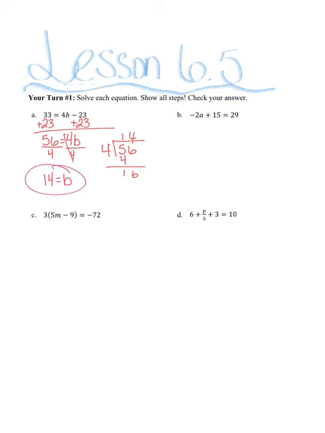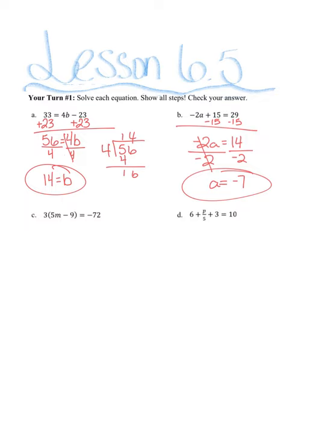For part B, we have negative 2a plus 15 equals 29. To remove the plus 15, the inverse of that is to subtract. So I've got negative 2a is equal to 14. And now I'm going to divide by negative 2 so that the only thing that remains on the left side is my variable. And on the right, I'm also going to divide by negative 2. Now I've got 14 divided by negative 2, which is negative 7.